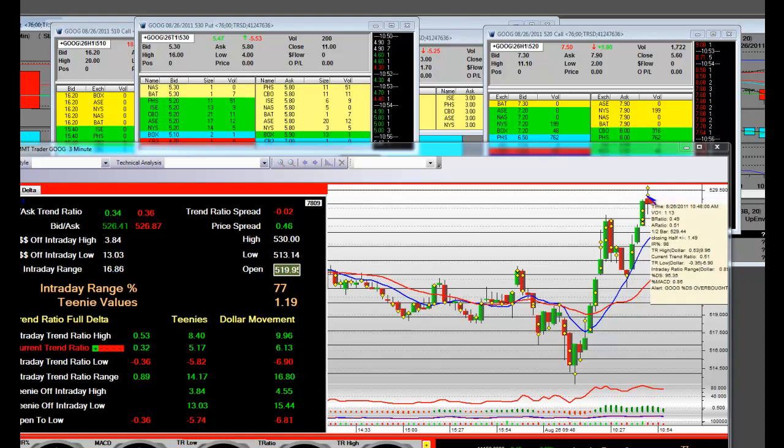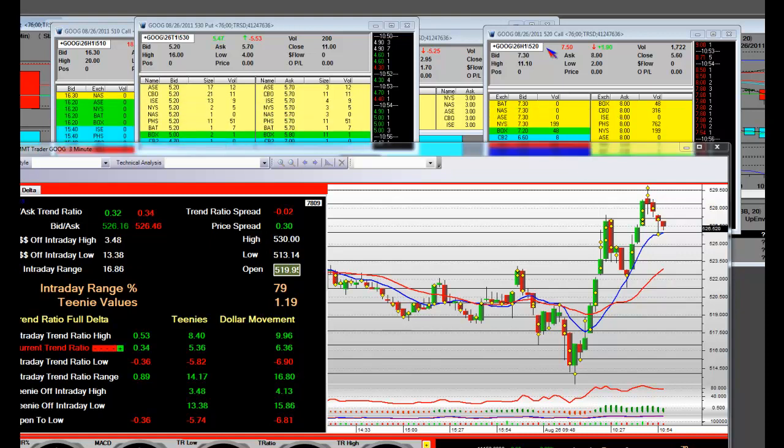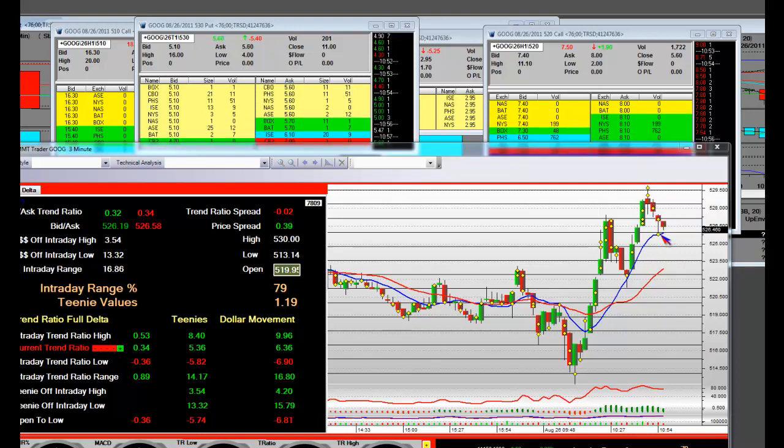And the thing about it is, both directions of the market, the 520 call has a value that it loses when you get that double diamond reversal to that teeny line.